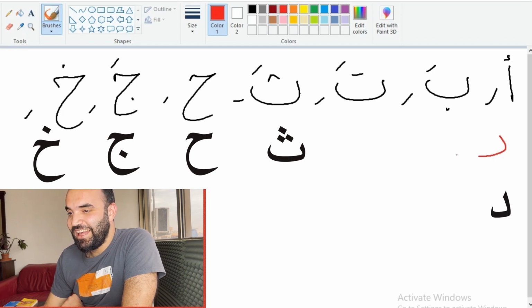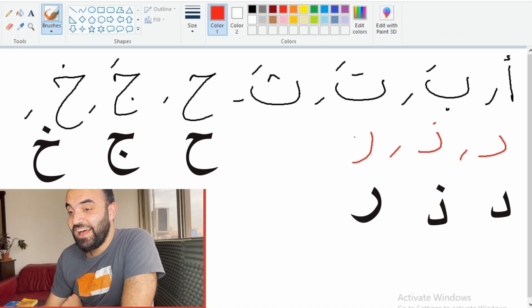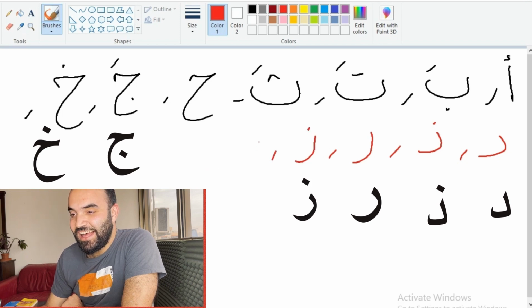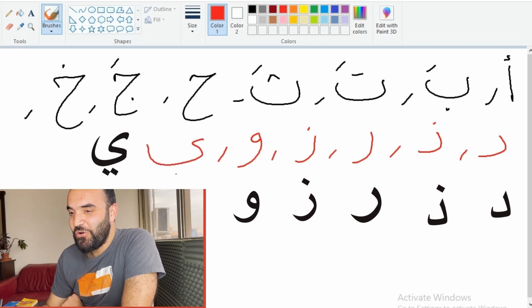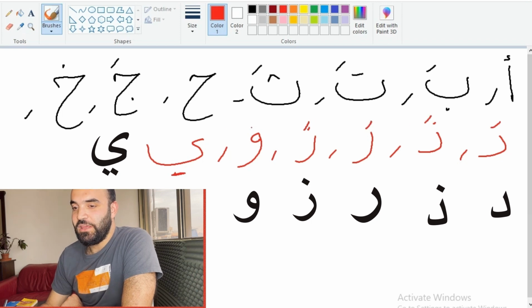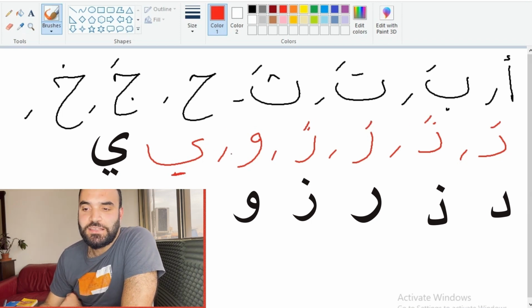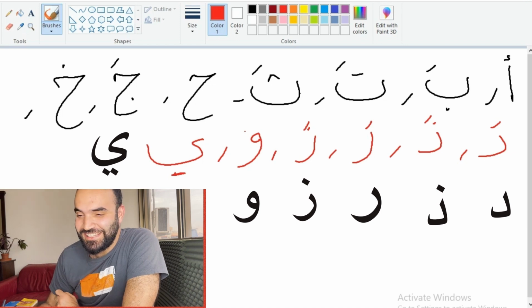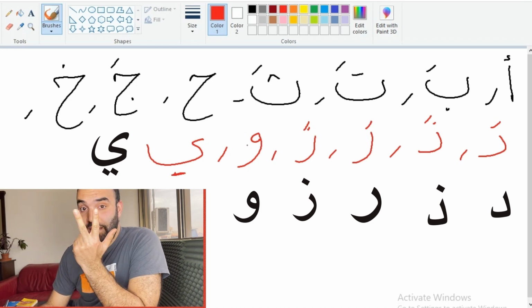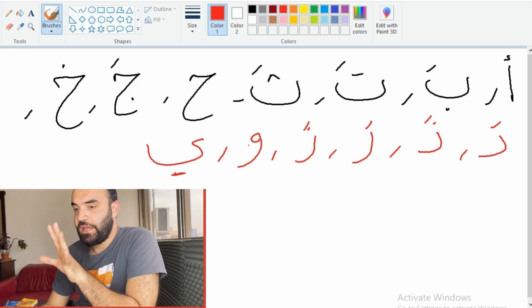Da, tha, ra, za, O, E, of course. Da, tha, ra, za, O, E. O, E are vowel letters, which don't take harakat, because they are vowel letters. If you wanted to put fatha, for example, you're going to say O, O. Doesn't make any sense, right? So the vowel letters, which are the three letters, R, O, E, don't take harakat.